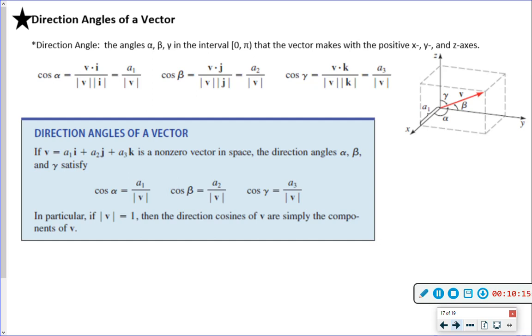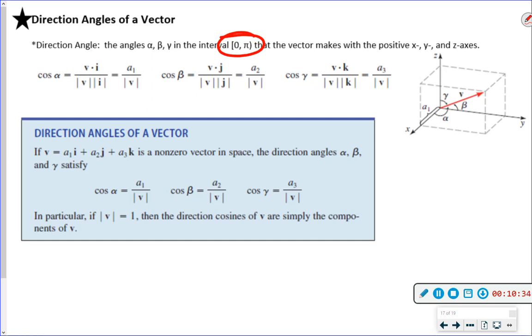Now, one other little thing that's important to catch that's going to come into play later: we want our angles in the interval 0 to pi, or in degrees, we're going to give some in degrees today, 0 to 180. So that's going to restrict some of our potential answers coming up in a minute.